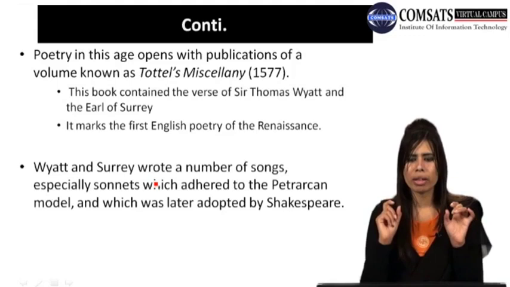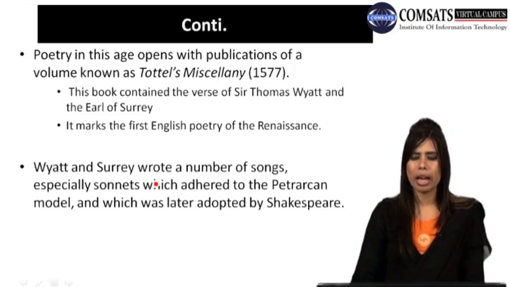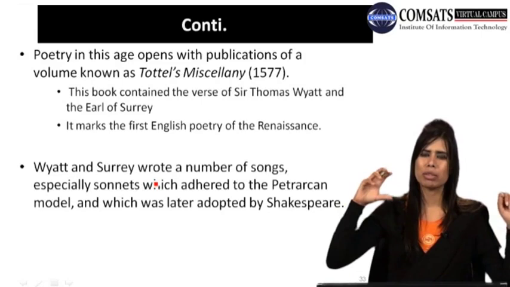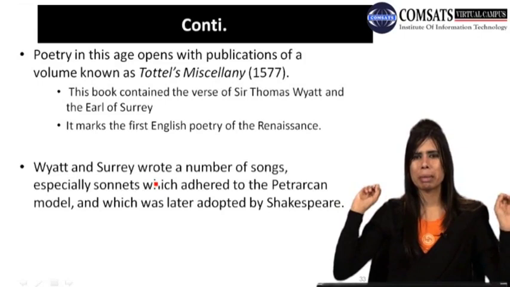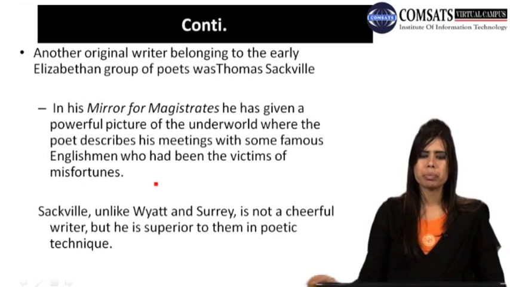White and Surrey wrote a number of songs, especially sonnets, which adhered to the Petrarchan model and which was later adopted by Shakespeare. So basically they provided the basis for Shakespeare, and the things which they adopted while writing poetry were later taken up by Shakespeare. Not exactly copied, but adopted by Shakespeare, fine.